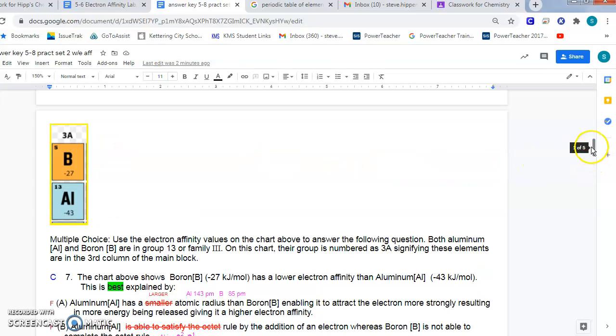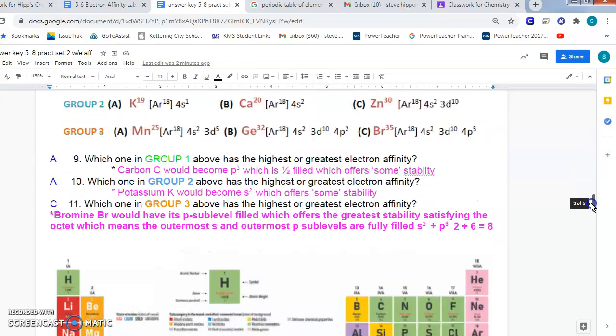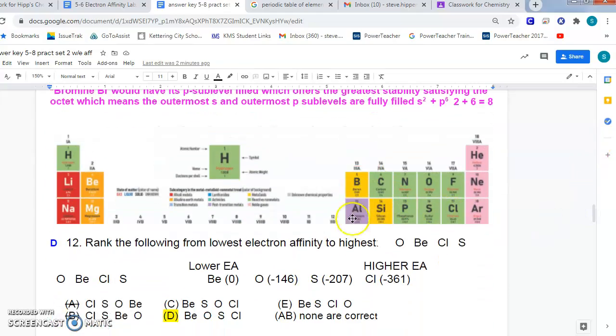If you remember, boron and aluminum are actually in group 13. If we look over here, this is group 13. You see the 13, and it's also labeled Roman 3, and that A means that it's part of the main block. If you notice here, they have 1A, 2A, 3A, 4A, and then the ones in the middle, they gave B's to. The B's mean that it's not part of the main block. They give an A to the main block.